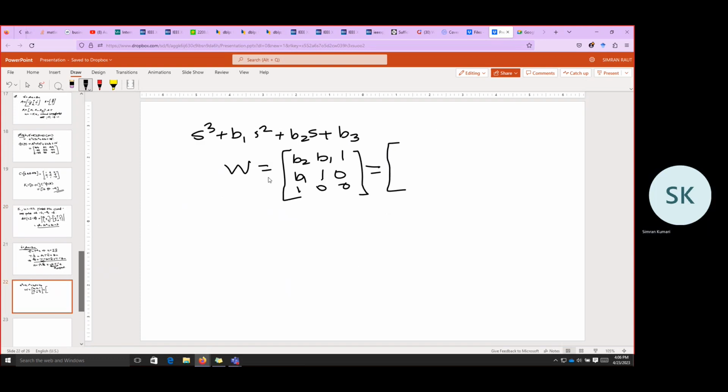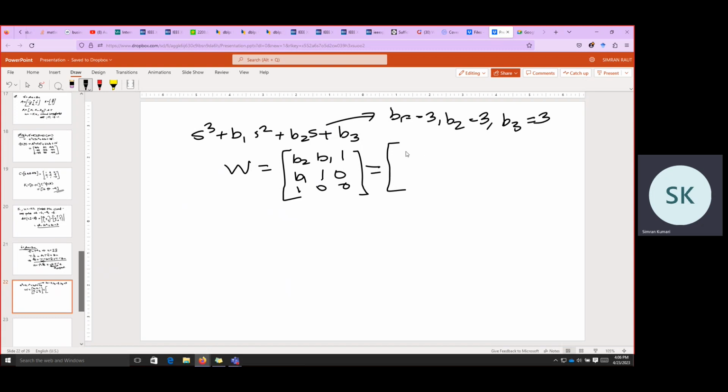That means for this case, b1 is equal to minus 3, b2 is equal to 3, and b3 is equal to 3. So we'll just replace this with 3, minus 3, minus 3, 1, 1, 1. Okay. Now to find that matrix, we just multiply this controllability matrix with this W.